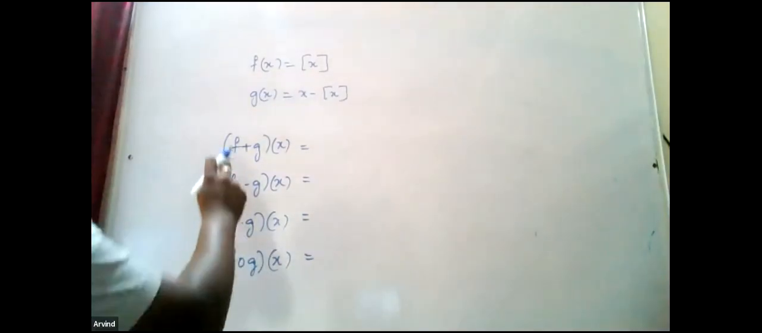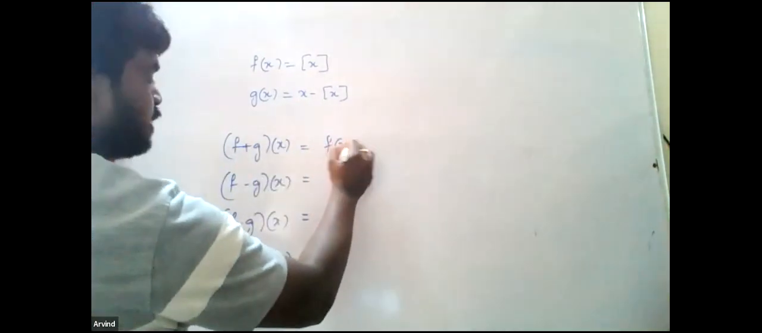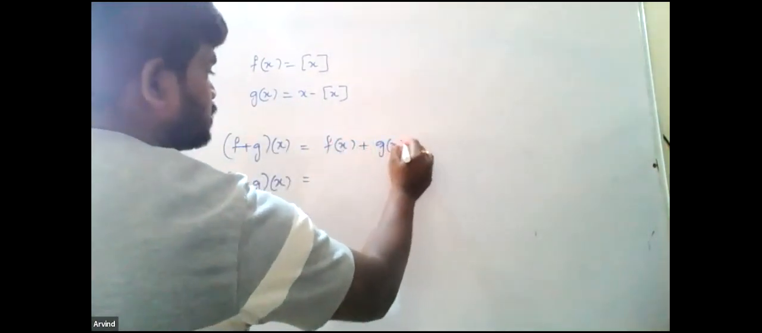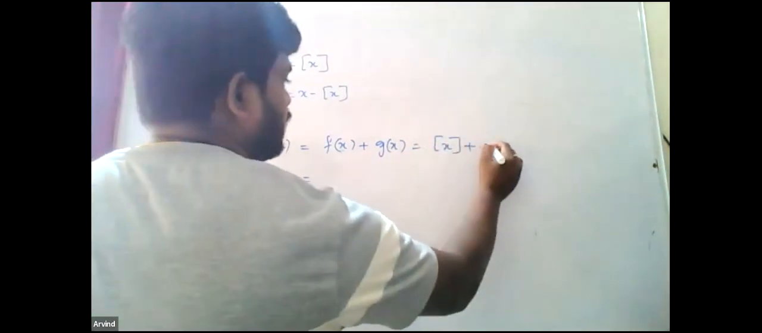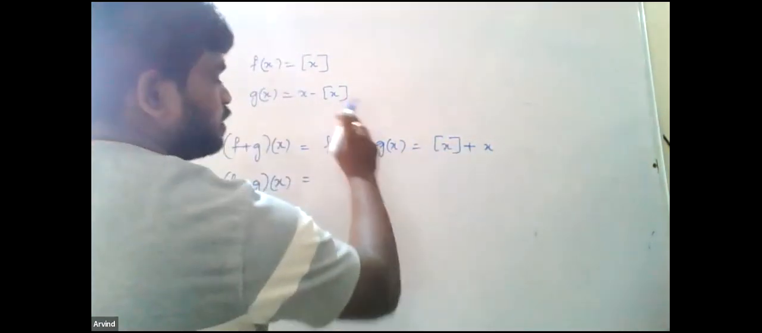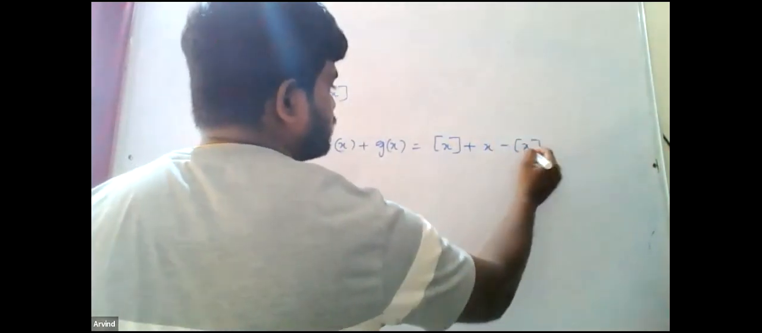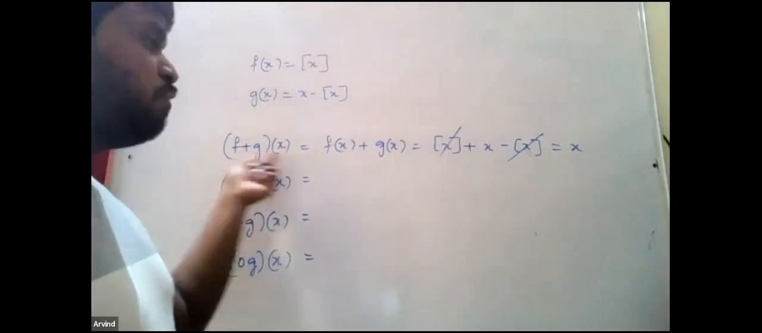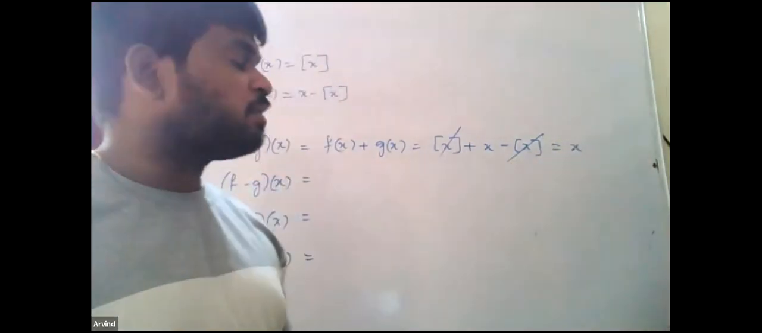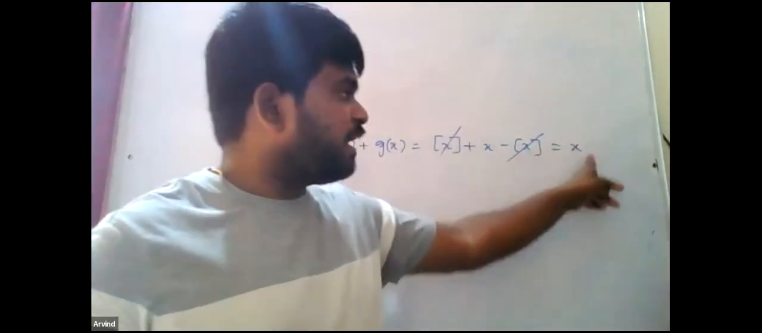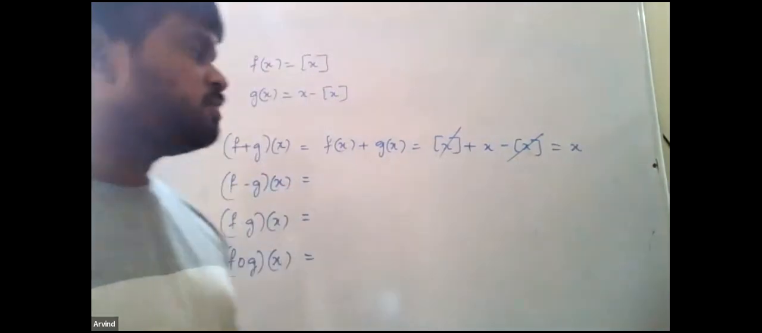So f plus g of x can be written as f of x plus g of x. F of x is the greatest integer function x, plus g of x, x minus greatest integer function x. Even if you cancel it, you get x. So f plus g of x is the identity function. When you get x, we call it the identity function. We need to get 0. Whatever you give for x, the final answer you should get is 0. Only then it is called a zero function.